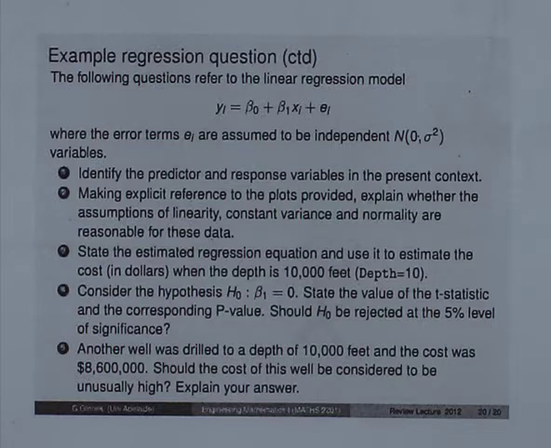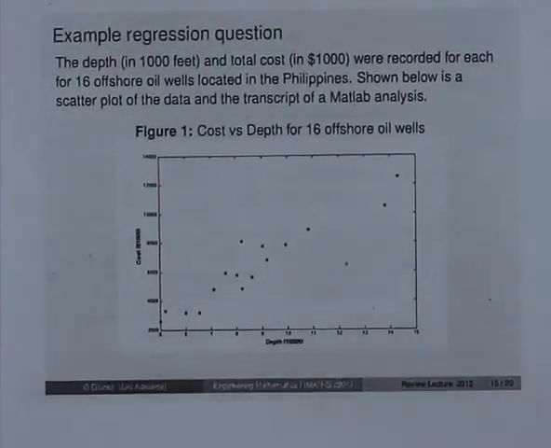It says identify the predictor and response variables in the present context. Did he say what the context was? Yes, he did. The depth in thousands of feet and total cost in thousands of dollars were recorded for each of 16 offshore wells located in the Philippines. Shown below is a scatter plot and a transcript of the MATLAB analysis.